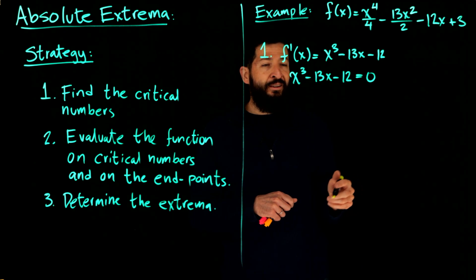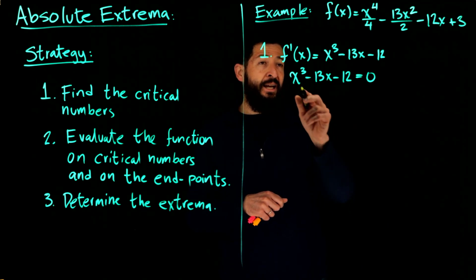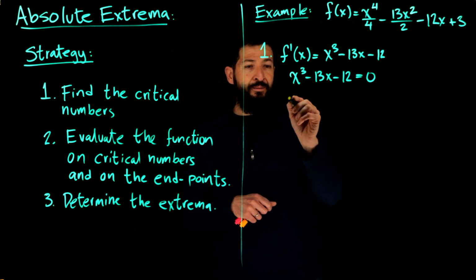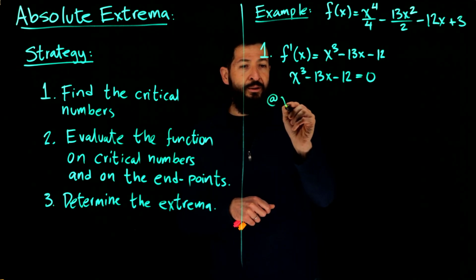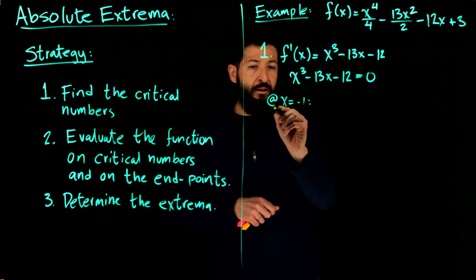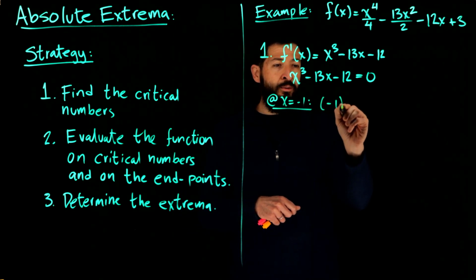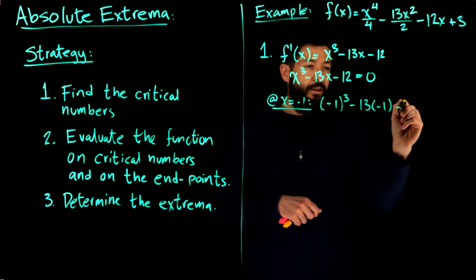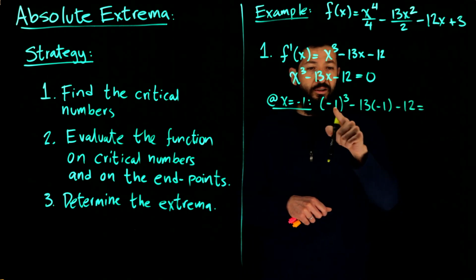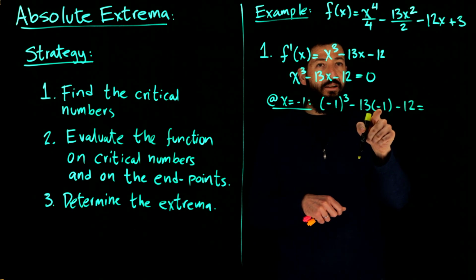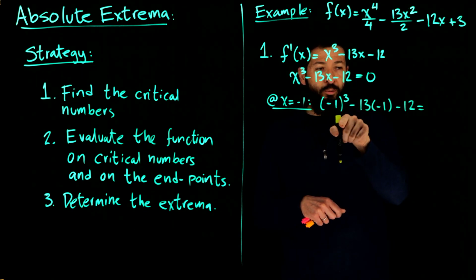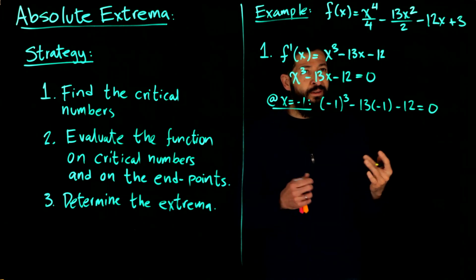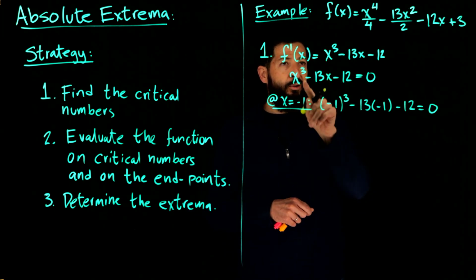But thankfully for this example, you can pick negative 1. So at x equals negative 1, you get negative 1 cubed minus 13 times negative 1 minus 12, which is equal to what? You get negative 1 minus negative, so plus 13 is plus 12, minus 12 is equal to 0. So just like that, we found a root of the polynomial.